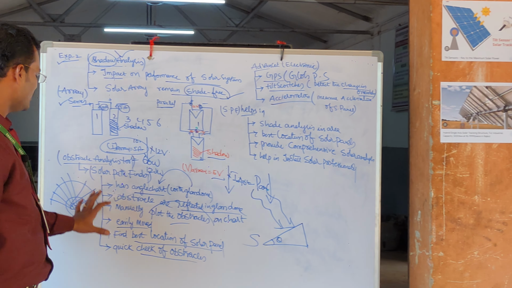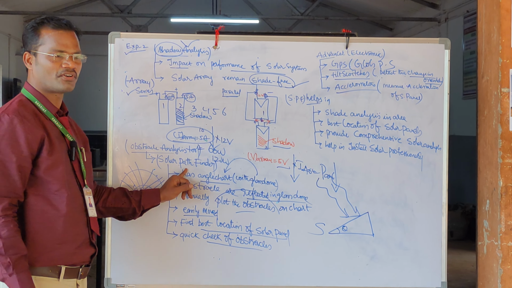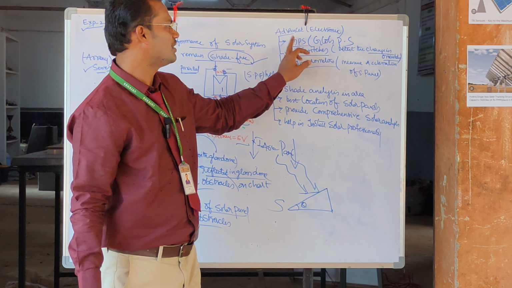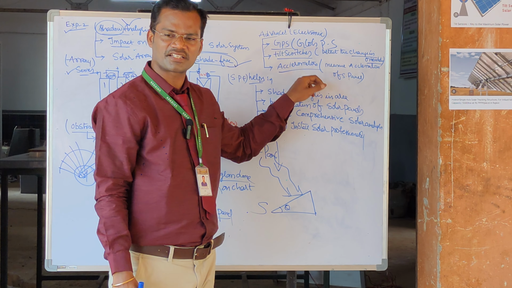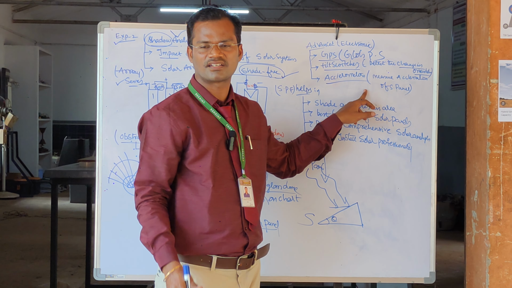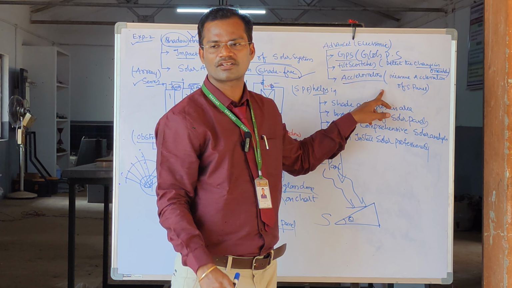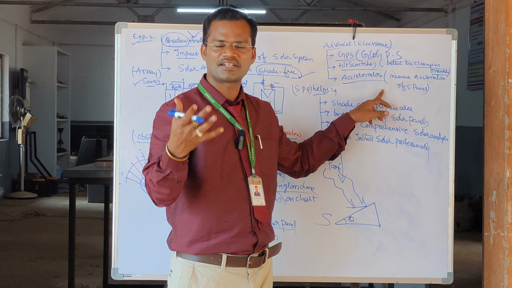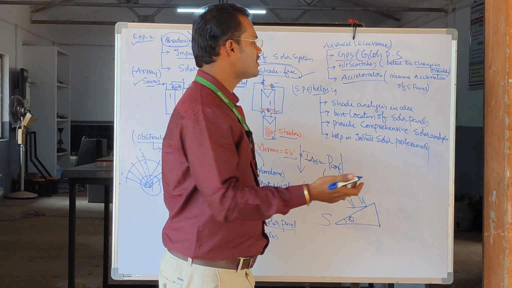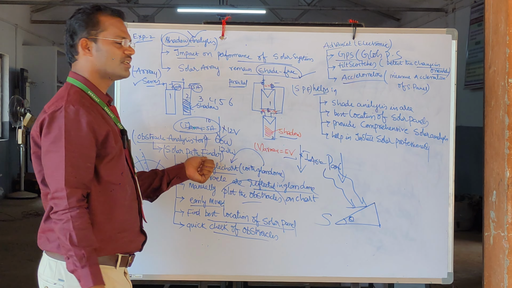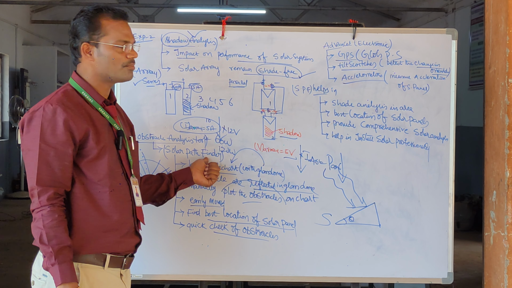So the basic one is a solar pathfinder. The advanced ones are a GPS system, tilt switches, and the next one is nothing but an accelerometer sensor, which is already there in costly mobile phones. They can give the latitude, longitude and everything. Okay, so based on this also we can determine the solar location or solar paths.